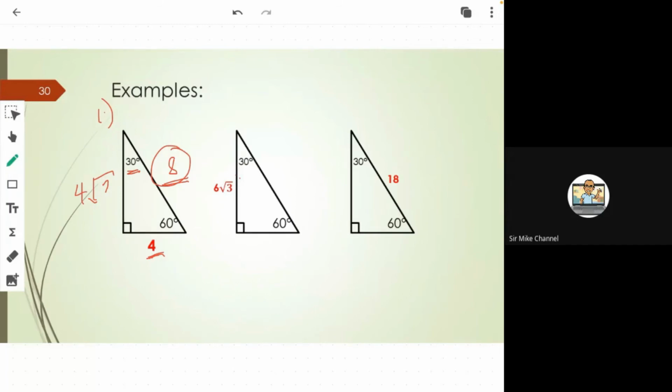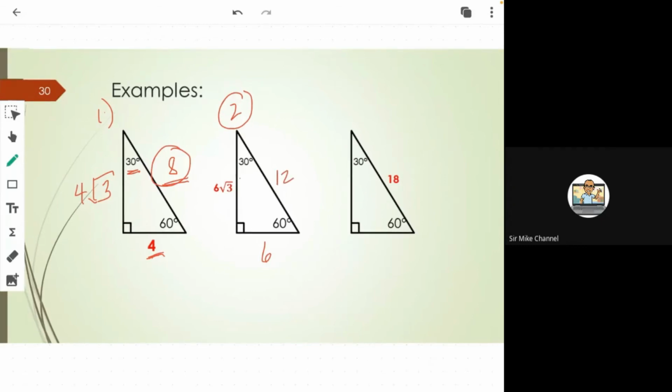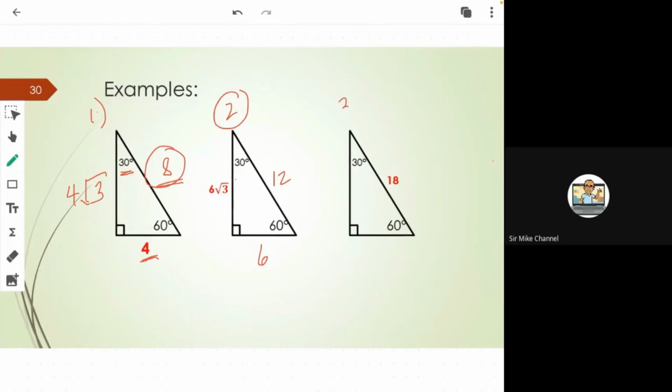How about number 2 example? So, given the longer leg, that is the square root of 3. Okay, so anong sagot natin dito, Romero? Sir, ano po, yung shorter leg po is 6 and then yung hypotenuse naman po is 12. Okay, so very good. So that is the right answer. How about this example number 3?